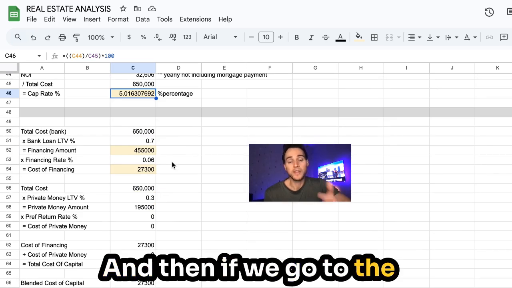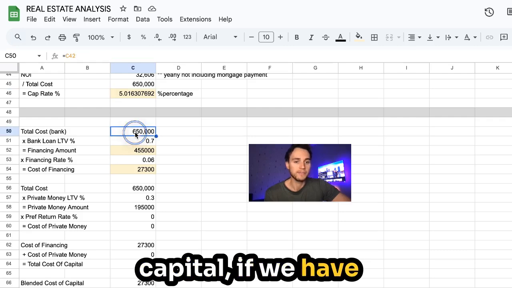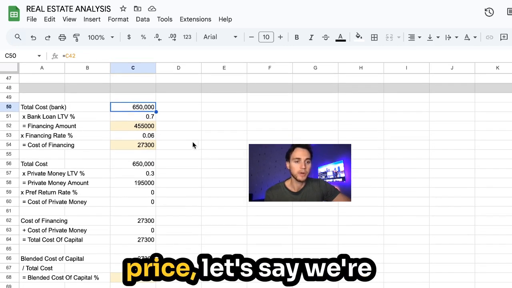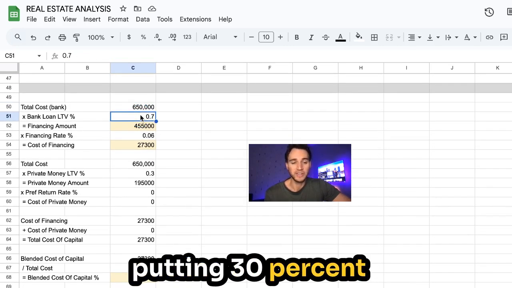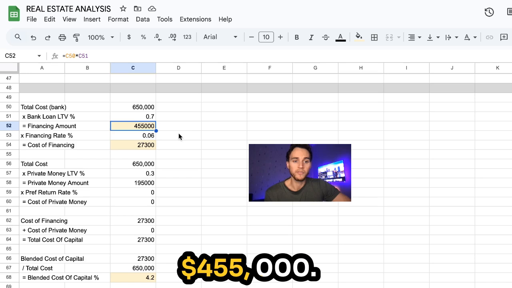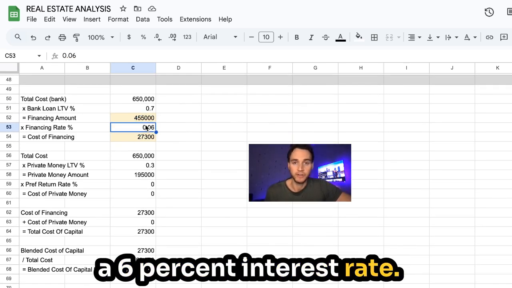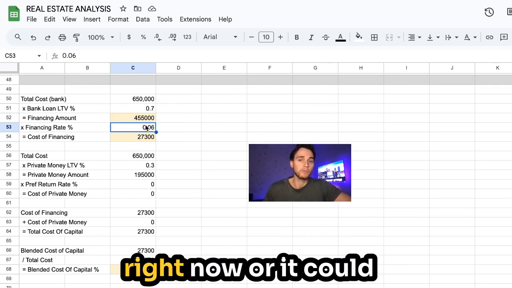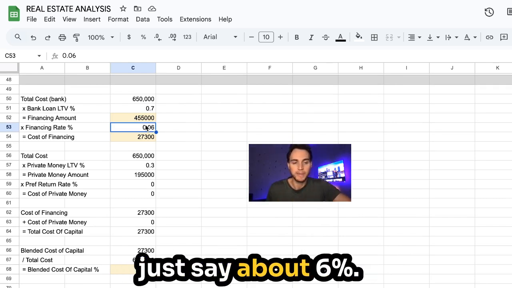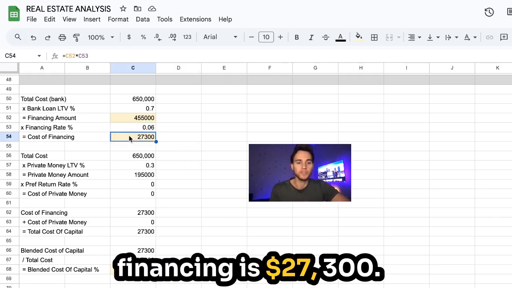And then if we go to the other way of assessing cap rate and cost of capital, if we have a $650,000 purchase price, let's say we're putting 30% down, so a 70% loan from the bank. You're financing $455,000. Let's just say that you get a 6% interest rate. Could be a little bit higher where you're right now, or it could be lower, but let's just say about 6%. That means your cost of financing is $27,300.